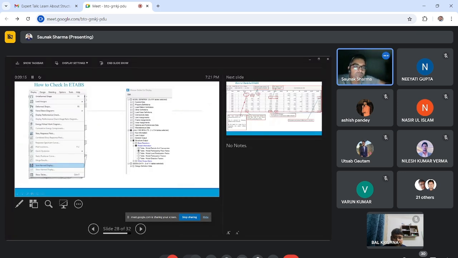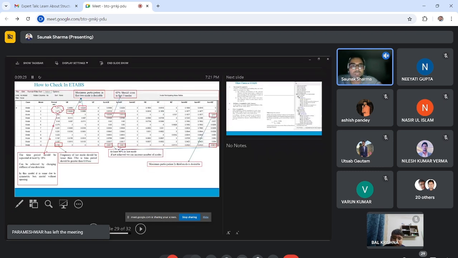We go to Display, Show Tables, and then we go to Model Information. We click plus here, and then go to Model Information and this table. This table gives us most of the modal analysis results. Let's go from the first here. For the first two modes, if you see here, it is getting 82%. It is getting the second mode.